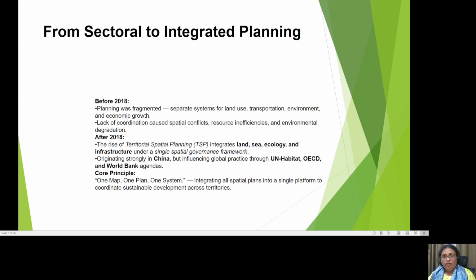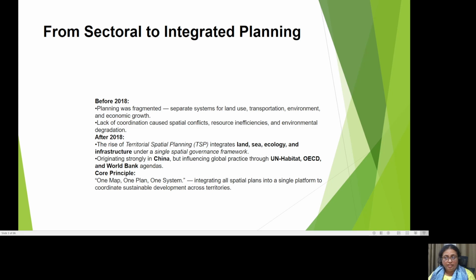So to understand this, we will be going into two different studies. One that was done in China post 2015, the rise of territorial spatial planning that integrates land, sea, ecology and infrastructure.